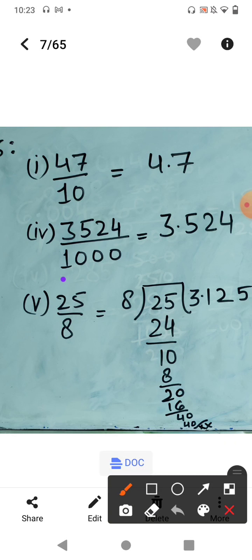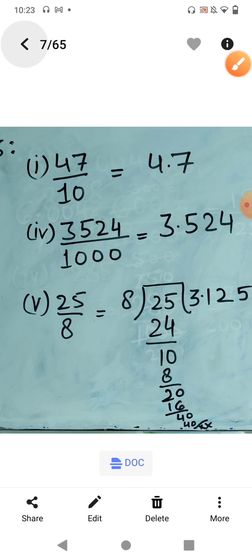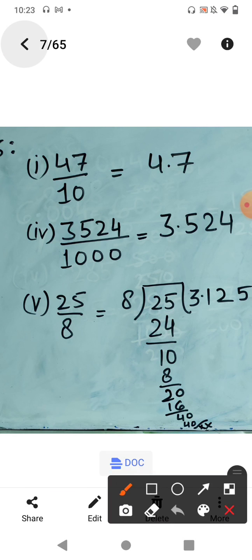In the same way, here also we'll put decimal before 3 places because there are 3 zeros. So how? From here we will start 1, 2, 3, means here decimal will come. So 3.524 is the required answer. Now come to the fifth one. This is not with 10, 100 or 1000 in the denominator. Here we need to divide by 8. So 25 by 8. So 8 3 times is 24, one remainder.